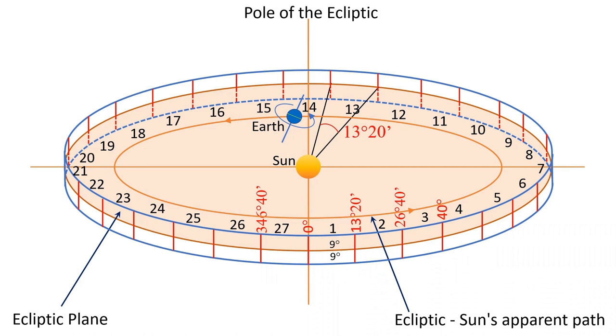This same zodiac is also divided into 12 equal parts of 30 degrees each, called zodiac signs or rashis, and I have explained it in a separate video about rashis in Vedic astrology that I mentioned in the beginning.